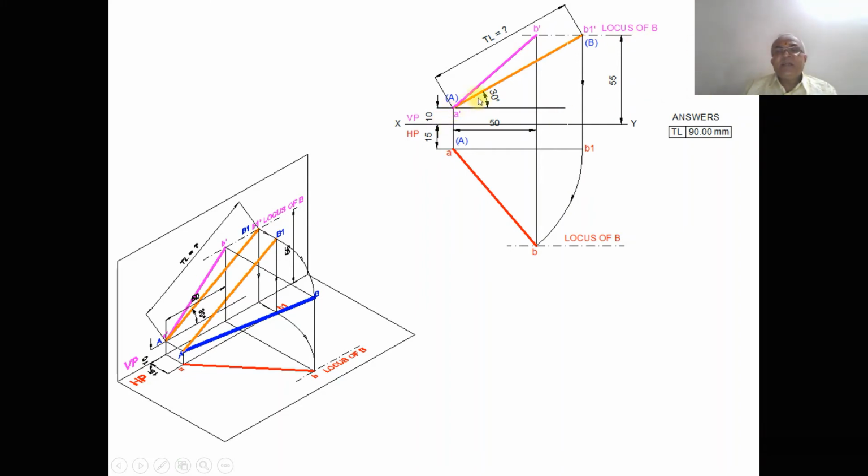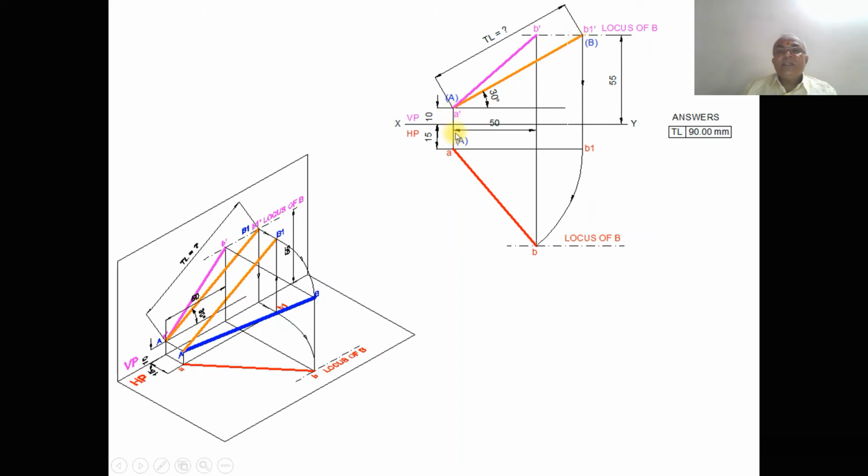Through a dash you measure an angle of 30 degrees with respect to the horizontal and draw an inclined line so that it cuts this locus here. So you get this as B1 dash. As we know, it is capital A and capital B because it is a true inclination line, so obviously this length is the true length. So join between a dash and B1 dash with a line a little bit thicker than the XY line.